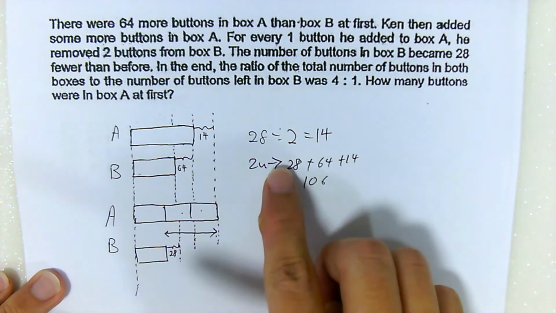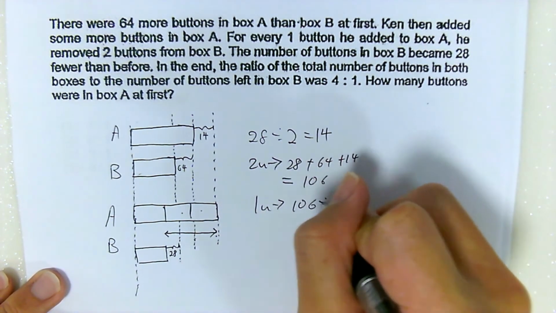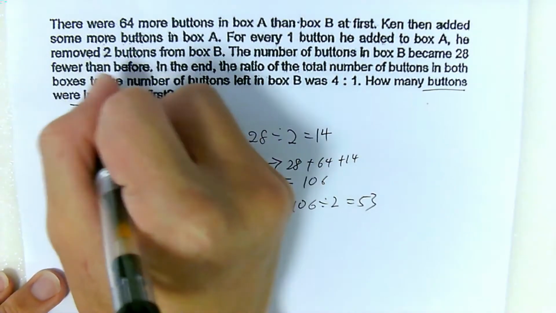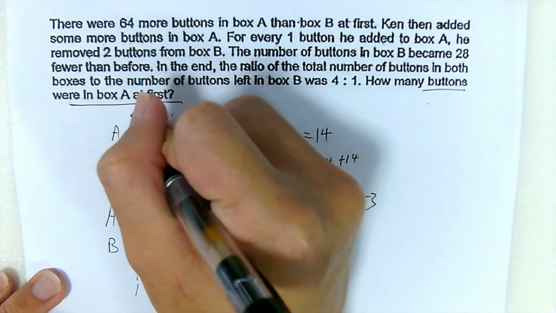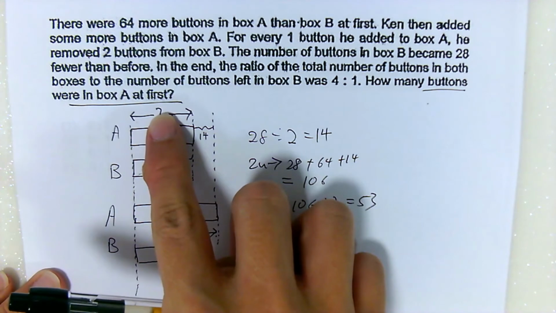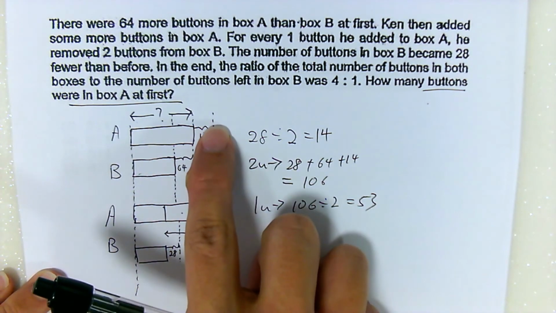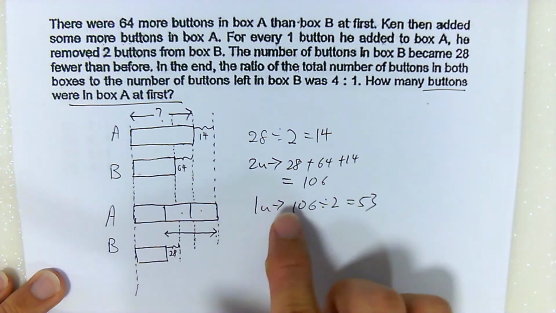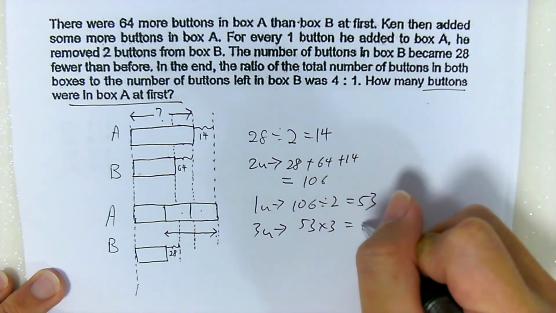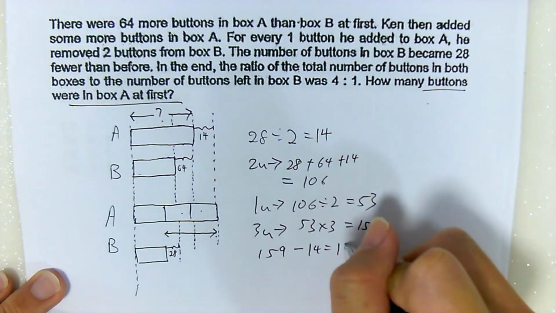Now that we got 2 units is 106, what's the next step? Find 1 unit. So 1 unit will be 106 divided by 2. This will give me 53. What's the question asking for? How many buttons were in A at first? Which means that they're asking for this. To ask for the original A, we find the A in the end first, then minus 14. The A at the end is 3 units. Since 1 unit is 53, 3 units will be 53 times 3, giving us 159. So quickly take 159 minus 14, and this will give us 145.